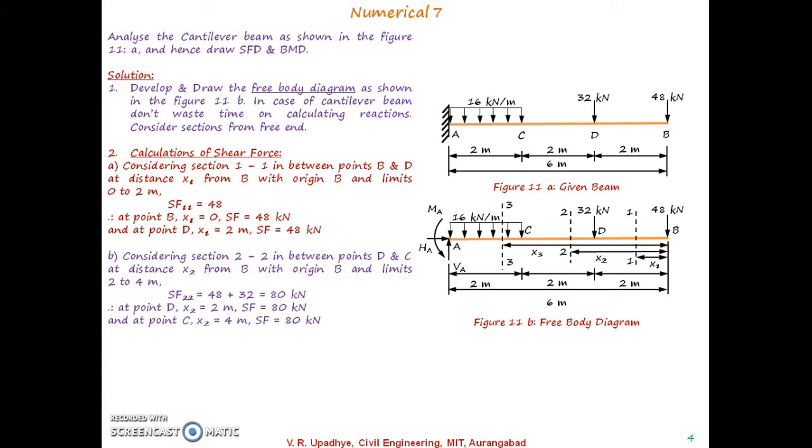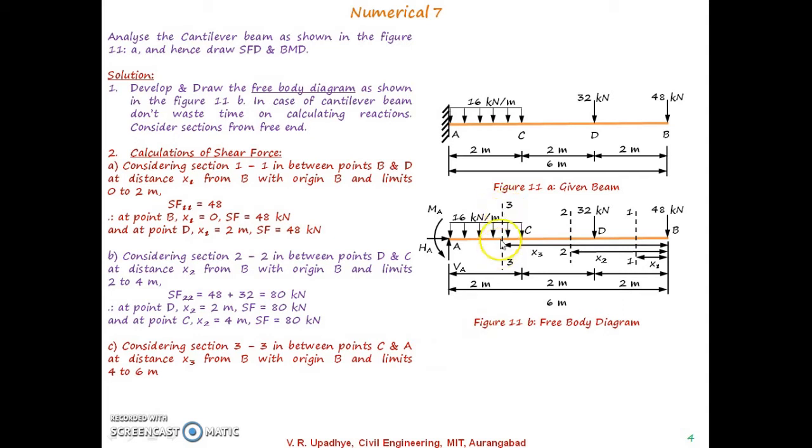If we go further beyond point C, considering section 33 in between point C up to point A, and still saying the origin is B over here and the section is at distance x3, the limit of section 33 will become from B up to C, x3 will become 4 meter, and if we consider section 33 at A, that is from B to A, then x3 will become 6 meter. So that is what is written over here: considering section 33 in between point C and A at distance x3 from B, with origin as B and limits 4 to 6 meter.